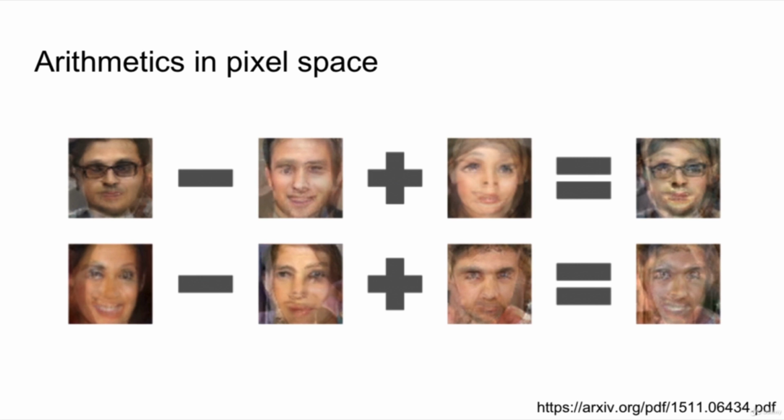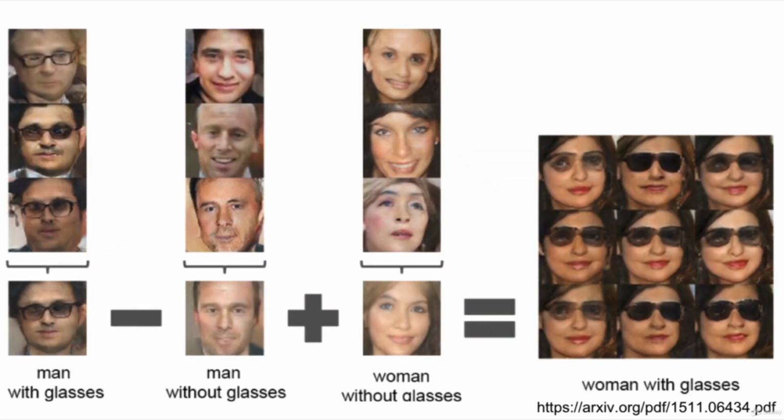Okay, what if we want to perform some arithmetic operations on our images? For example, what should we obtain if we subtract a man from a man with glasses and add a woman? It seems that we should obtain a woman with glasses. But if we do this in image space, we will obtain some noisy rubbish. The good news is that we can perform meaningful arithmetic operations in latent space.